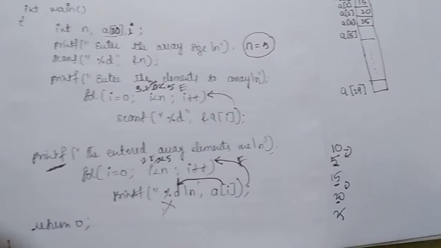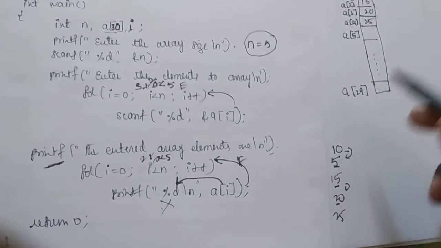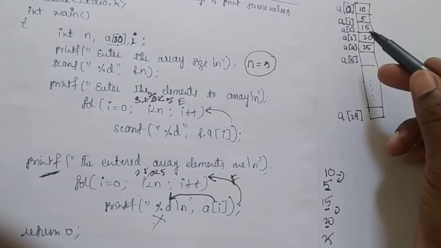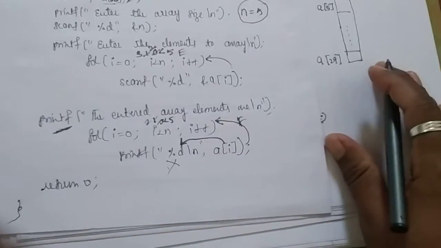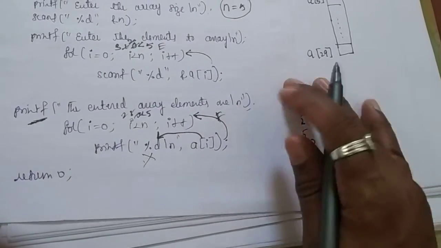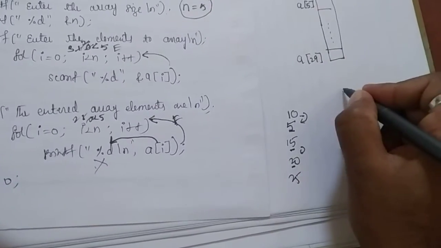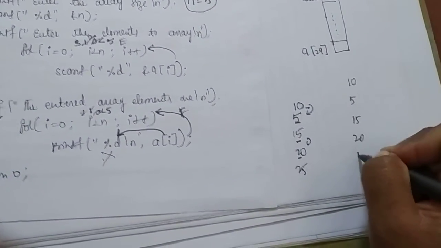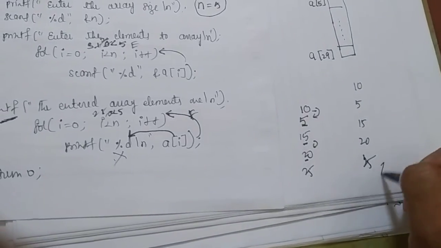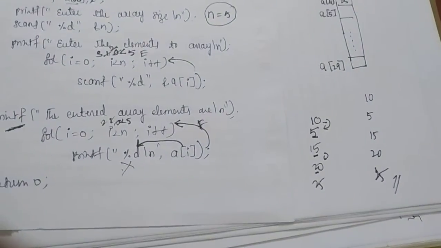Okay now, what you can see on the screen, in the sense whatever values you entered through keyboard, the same values will print on the screen like this. Neatly it looks like this: 10, 5, 15, 20 and then 25. So this is the output you are going to get on the screen.